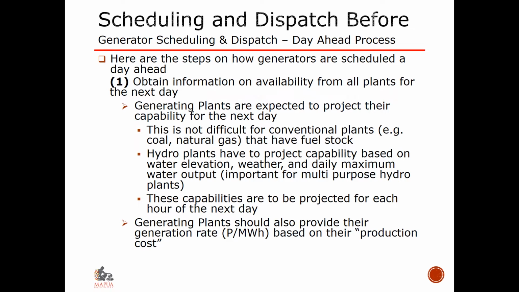Generating plants should also provide their generation rate based on their production costs as info. So as input to the planners, how do they schedule those generators? They have to schedule it at the cheapest rate. So they have to have info on how much the production from those plants would be, so that the appropriate and obviously sufficient capacities are scheduled for dispatch for the next day.